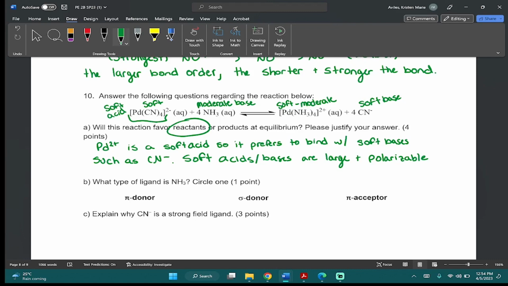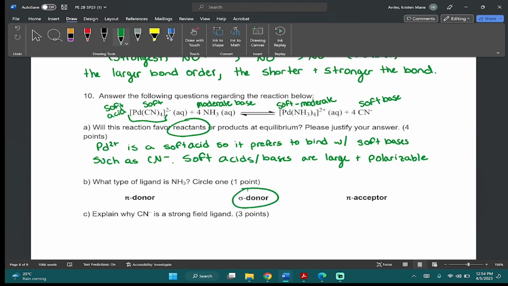So I think I answered this one earlier, actually, but let's talk about it. What type of ligand is NH3? How can it interact with a metal center? What was that? Oh, that's okay. Well, I'll give you a hint. It is this type of question. There's only one right answer here.